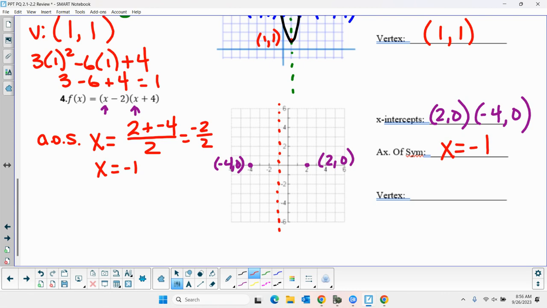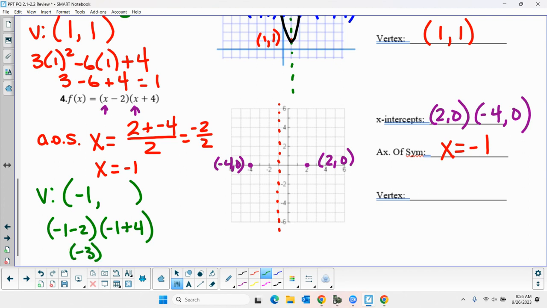The vertex is negative 1 something. So I'm going to put negative 1 wherever I see x. Negative 1 minus 2 and negative 1 plus 4. Just put it in the problem. Negative 1 minus 2 is negative 3. And negative 1 plus 4 is positive 3. When I multiply those, I get negative 9.